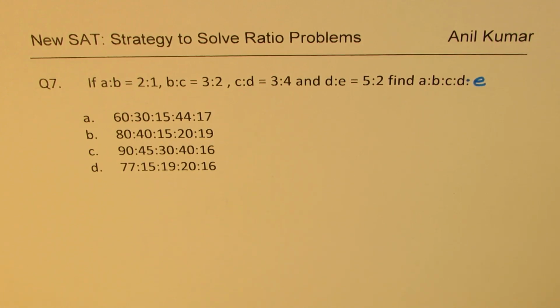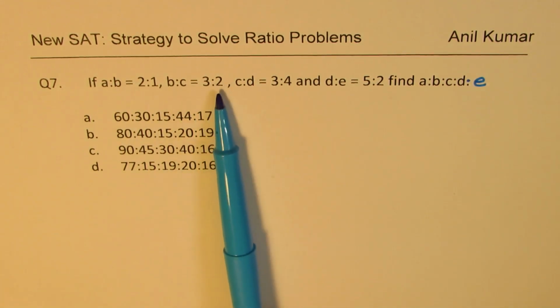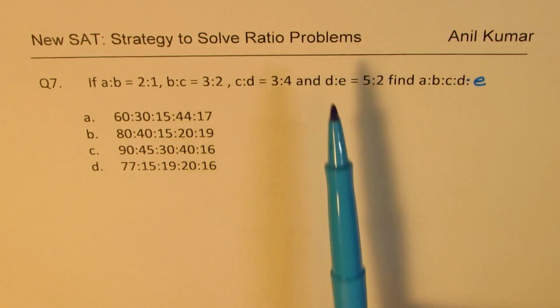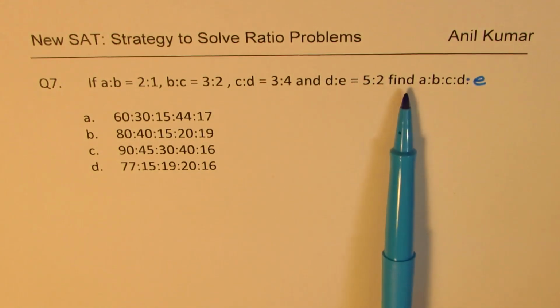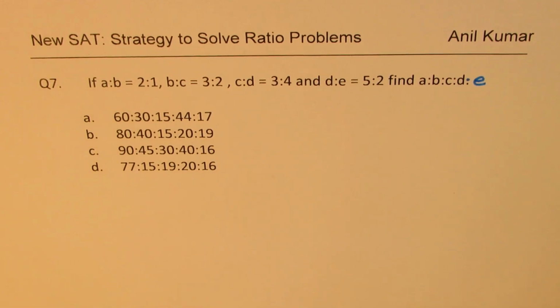Now the question for you is, if A is to B is 2 is to 1, B is to C is 3 is to 2, C is to D is 3 is to 4, D is to E is 5 to 2, then find the ratio of A, B, C, D, E. Perfect. So pause the video, try to answer this. Let's see how to answer.